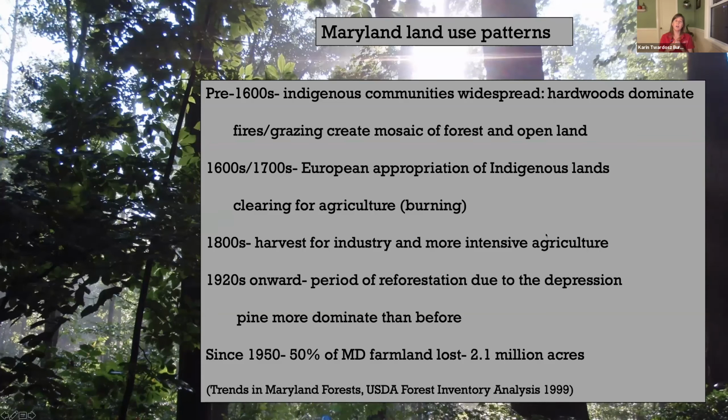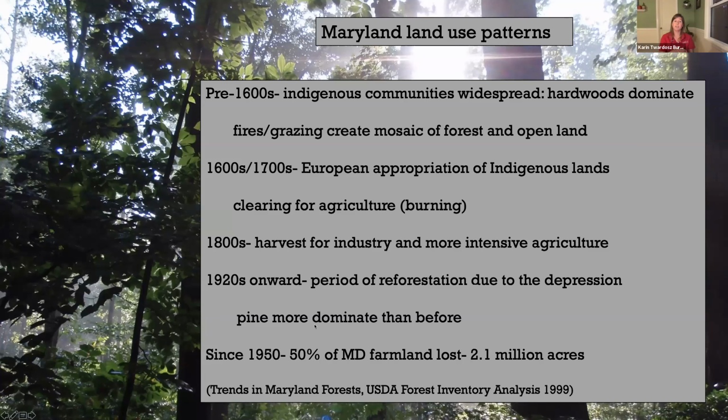the Maryland land use patterns when indigenous communities were here was kind of a shifting mosaic of forest and open land that was dominated by hardwoods. When Europeans came and appropriated those lands, they did major clearing for agriculture through burning, which changed the landscape substantially. Then there were major harvests for industry and more intensive agriculture in the 1800s. Interestingly, by about the 1920s, when the Depression hit, there was a period of major reforestation in the Maryland area, and pines became more dominant than they had been before.